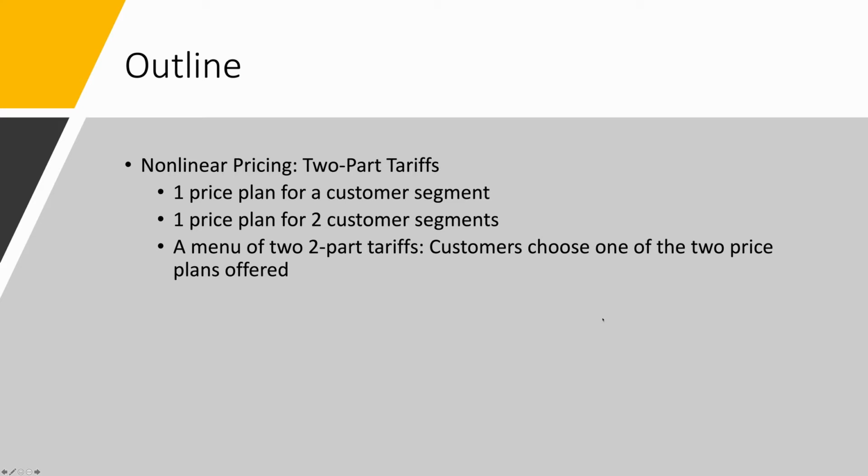Today we cover 3 different things under the topic of two-part tariffs. First, if there is only one segment of customers that we want to sell to, and we offer an optimal data plan to this segment, what that pricing plan would be. Second is, if we offer one pricing plan, a two-part tariff, to 2 different customer segments, what that pricing plan looks like. And the third is, if we can offer 2 different two-part tariffs and allow each customer segment to choose whichever one they prefer more, what are the 2 optimal two-part tariffs?